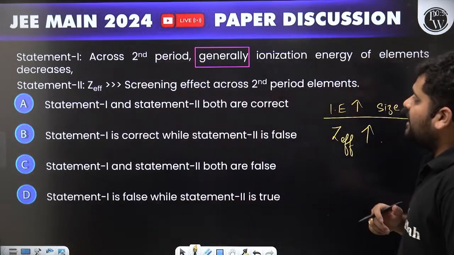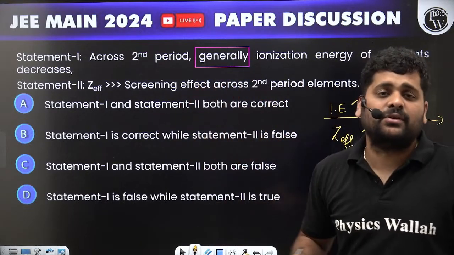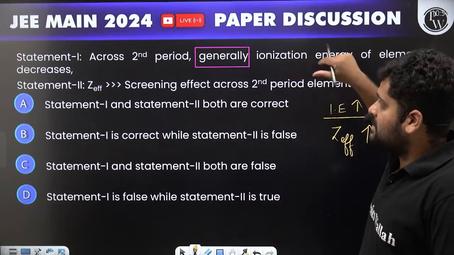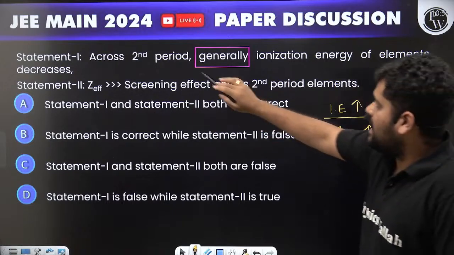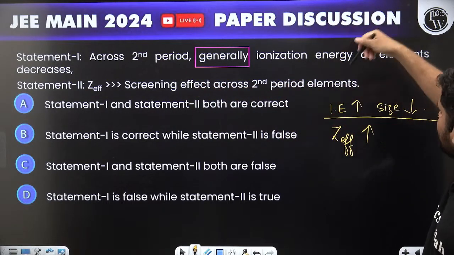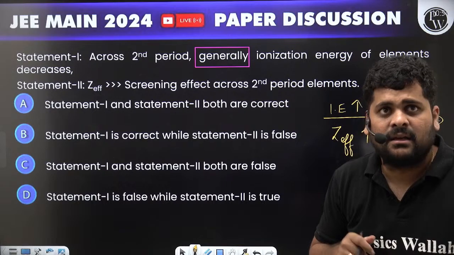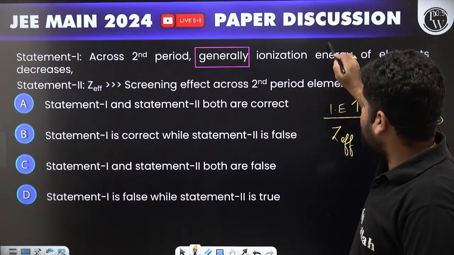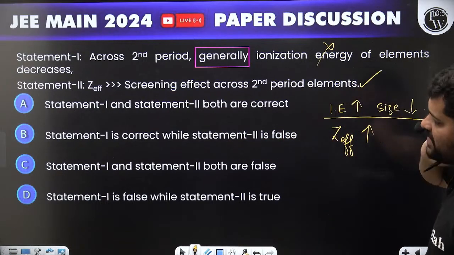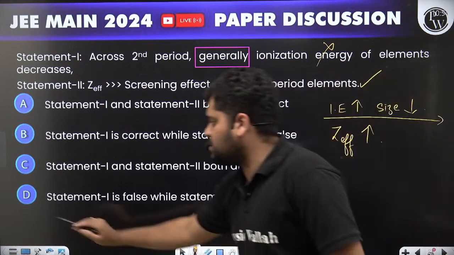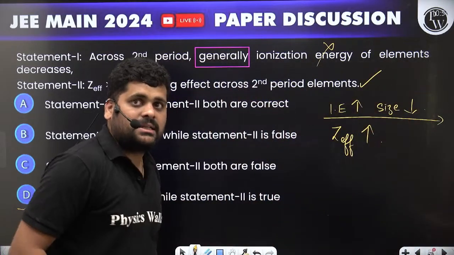So if you see, effective nuclear charge is greater than screening effect across the second period. Since effective nuclear charge is more, that is why the size is decreasing, and that is why ionization energy is increasing. So what is he saying? Across the second period, generally ionization energy of elements decreases. Do you think that it really decreases? No, it increases, isn't it? So statement 1 is absolutely wrong. Z effective nuclear charge is greater than screening effect, obviously. So statement 1 is false. Statement 2 is true. Nuclear charge is greater. That is why we are getting higher ionization energy across the second period.